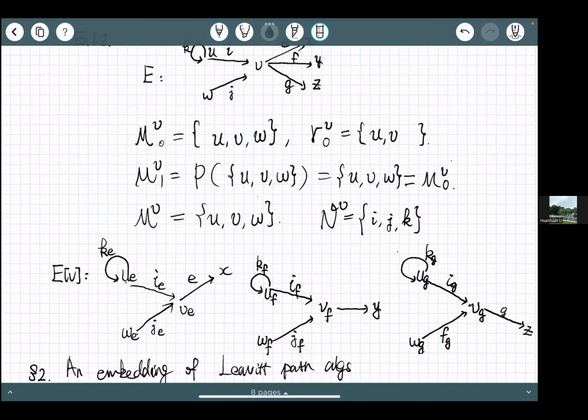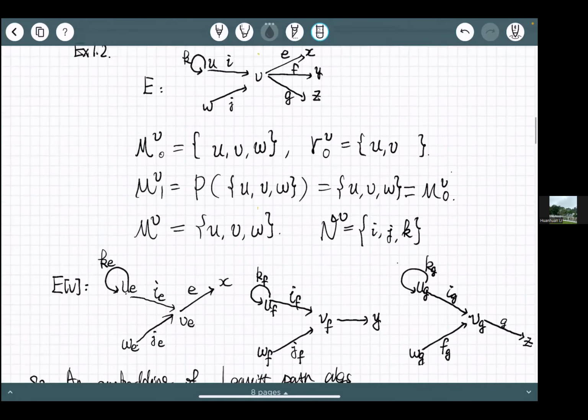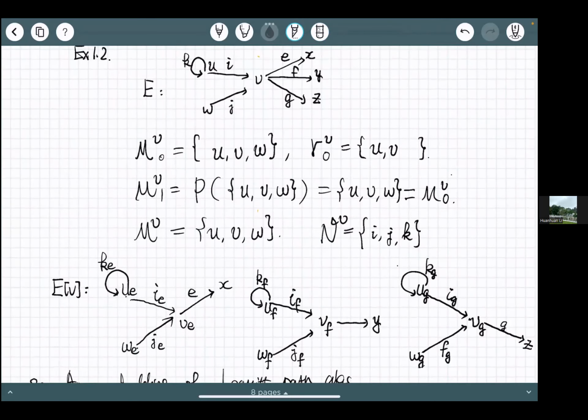So let's give another example. This is this example. For the edges, maybe we look at one glance. We collect those edges which are not in NV: E, F, G. They are here. This is F, this is G, and all the other edges would be copied. So this, and this.